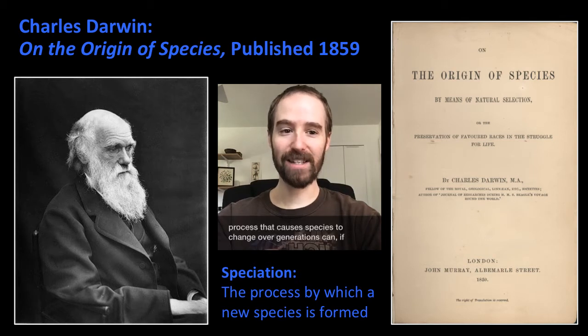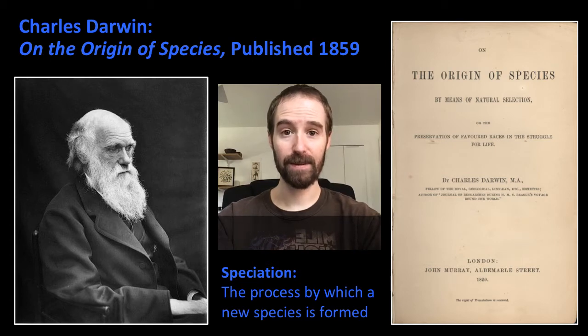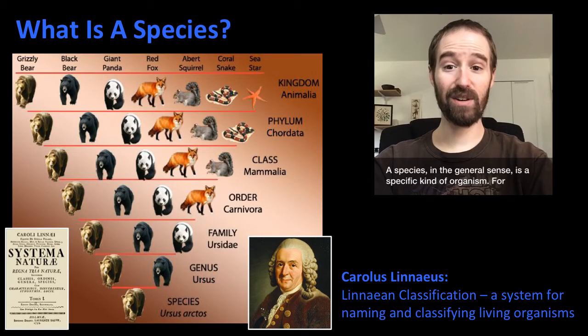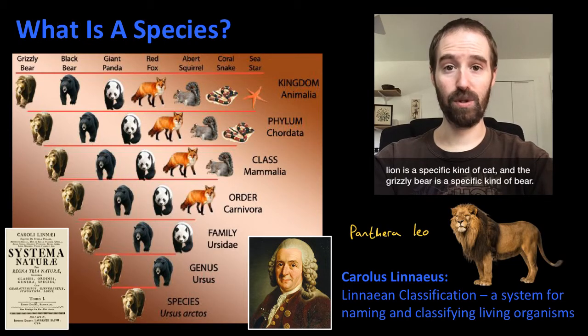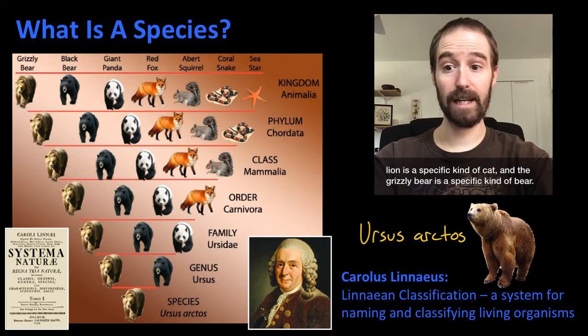So the same process that causes species to change over generations can, if allowed to go on long enough, eventually produce new species. But what exactly is a species? What are our criteria for deciding and drawing the line between one species and the next? A species, in the general sense, is a specific kind of organism. For example, the common sunflower is a specific kind of flower, the African lion is a specific kind of cat, and the grizzly bear is a specific kind of bear.